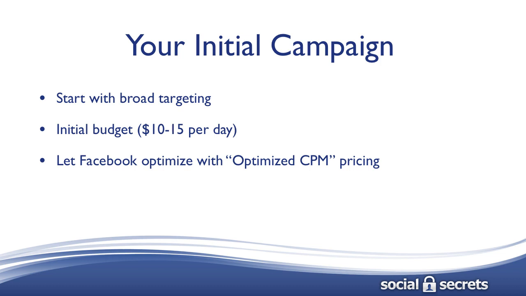So then, to start off with, let Facebook optimize with optimized CPM pricing. It's the easiest way to go. Facebook does a pretty good job of that. We can worry about doing some more manual bidding later on. And then create just one campaign right now with one ad to start.